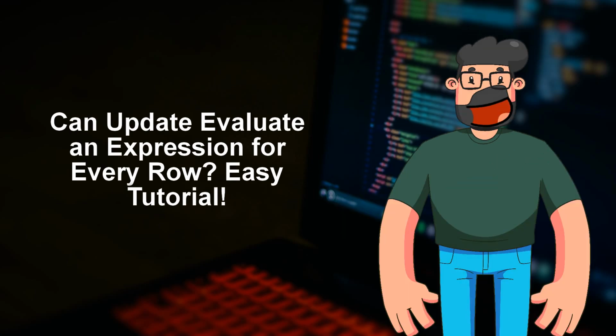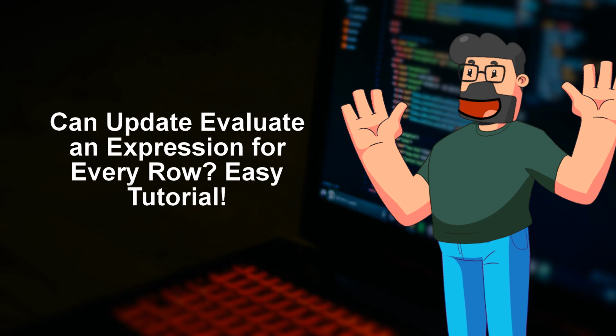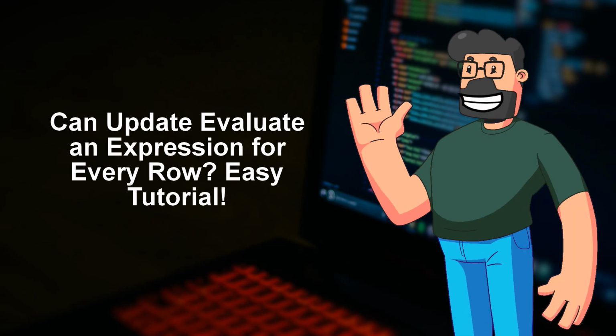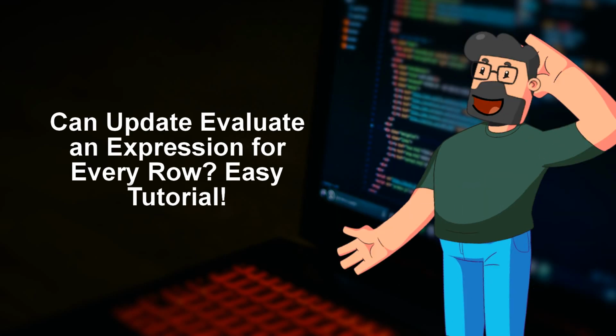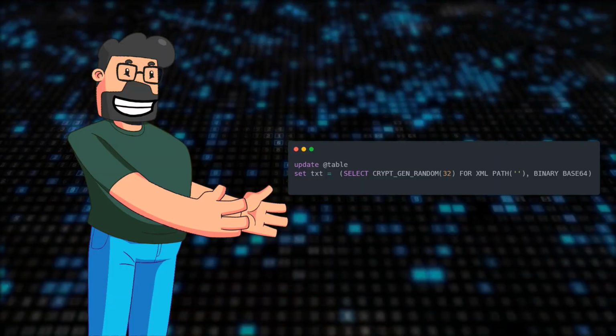Today, we are tackling a common problem that many SQL Server users face when trying to update a table with randomly generated values. The problem revolves around wanting to fill a column with unique, BASE64 encoded 32-byte values for each row. Sounds simple, right? Well, the solution isn't as straightforward as it seems. Let's dive into the solution provided.